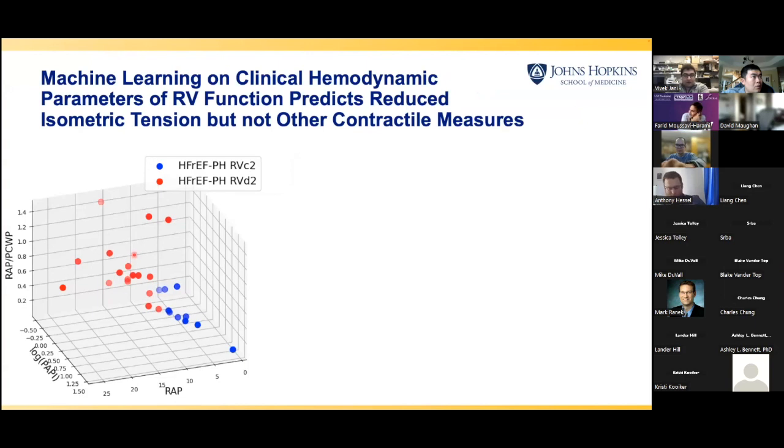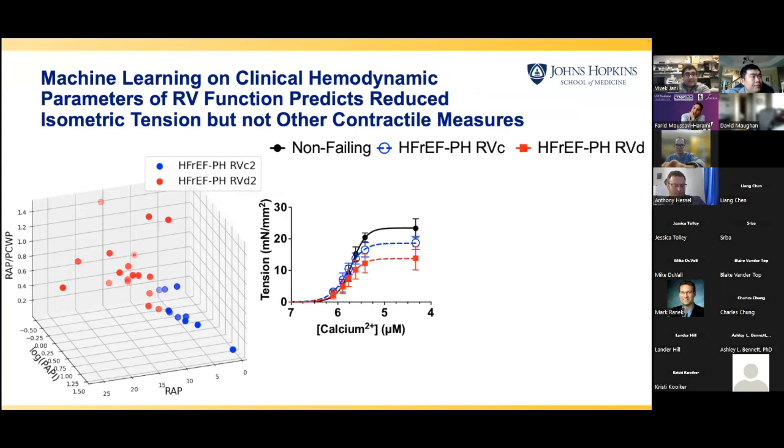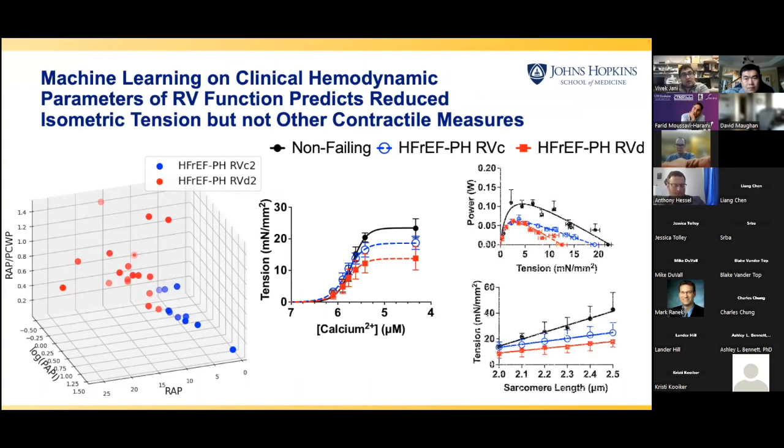Okay. And when we look then at the mechanics in these patients, we again see the exact same behavior, that the isometric tension calcium relationship is pretty normal for the RV compensated myocytes compared to the decompensated myocytes, whereas both the power load and the tension length relationships are equally depressed, similar to what we saw before. And so this relationship is bidirectional, and we've effectively established that this is a significant clinical predictor. But again, we really are interested in this. Why is it that we cannot predict power and length tension relationship in patients without RV failure?